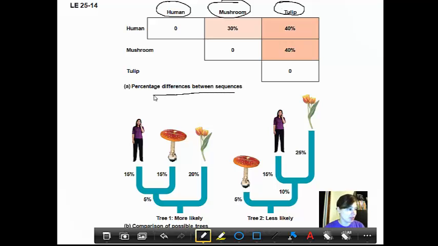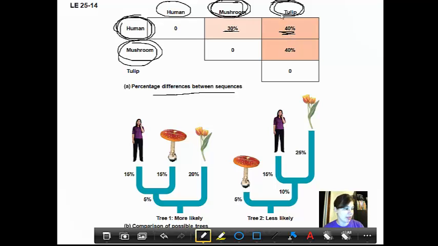Human and mushroom DNA sequences are 30% different. Human and tulip DNA sequences are 40% different. And mushroom and tulip DNA is 40% different. Okay, so there's 2 different ways we could show that in a phylogenetic tree.